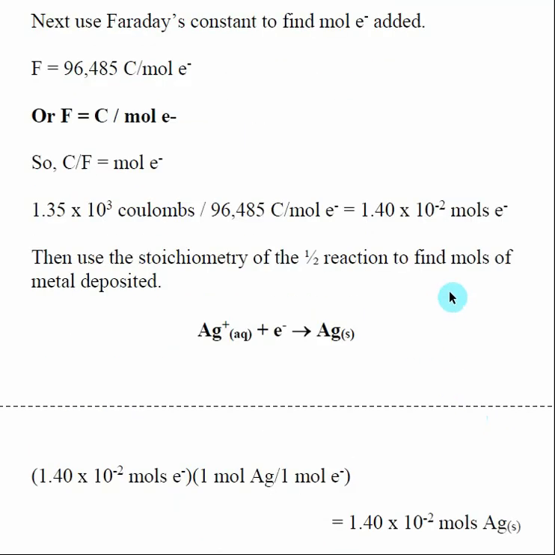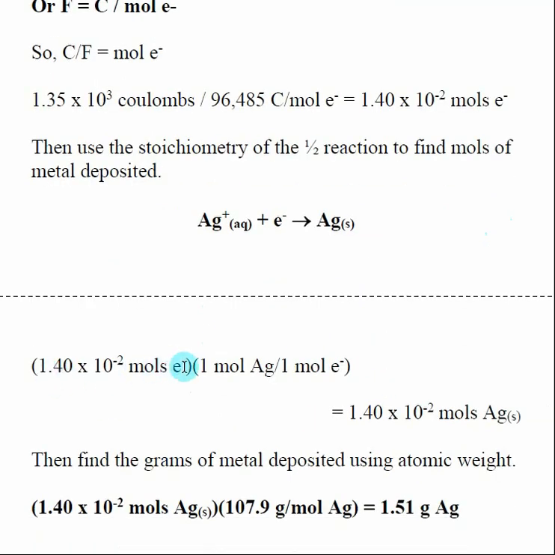Then I've got to remember, I don't want moles of electrons. I want moles of my metal. So I need to use my reaction to do a stoichiometric conversion. So just like what we did when we were talking about limiting reactant problems, I know how many moles of electrons I'm putting in, but I want moles of Ag. This reaction says that for every 1 mole of electrons I'm putting in, I get 1 mole of silver out. So it is a 1-to-1 ratio. So the moles of electrons will cancel, and I'll be left with moles of silver in this case. So because it's 1-to-1, it's equal to each other. So I know I'm depositing 1.40 times 10 to the minus second moles of silver.